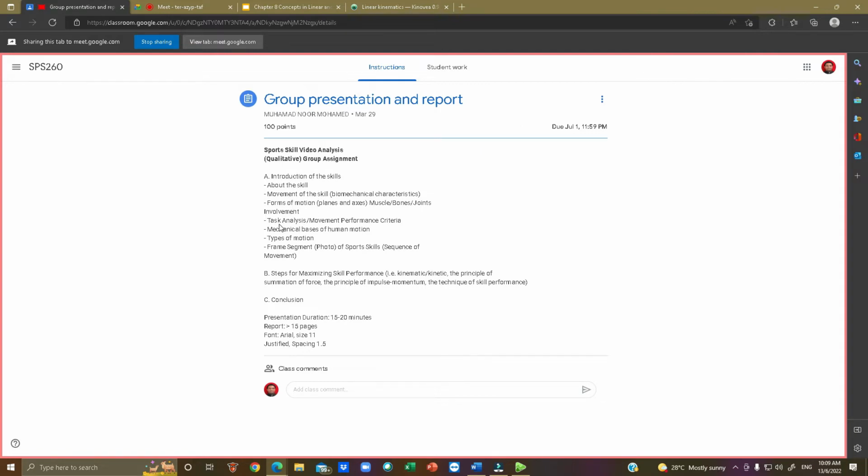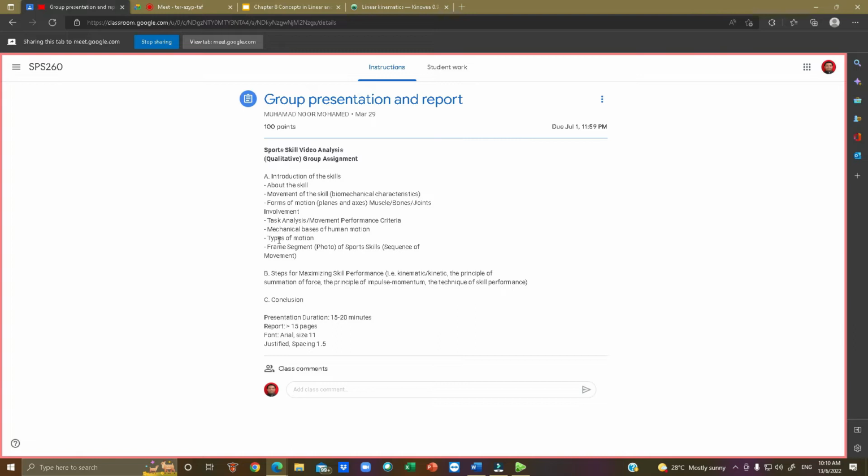Ni semula ni, task analysis, movement performance criteria, mechanical basis of human motion, ni Newton law. What Newton law is involved in the movement itself. For example, kicking a ball. So you are going to talk about Newton's first law, inertia. The ball is not going to move unless it is given a force. And then when you give a force to the ball, it causes the ball to move. In which direction, with which properties, all of those things come under the type of motion.